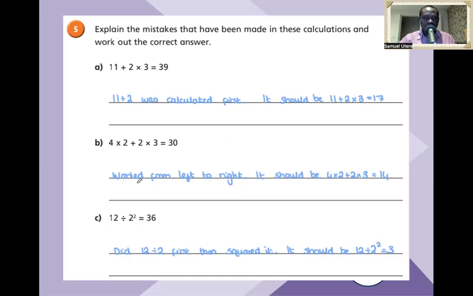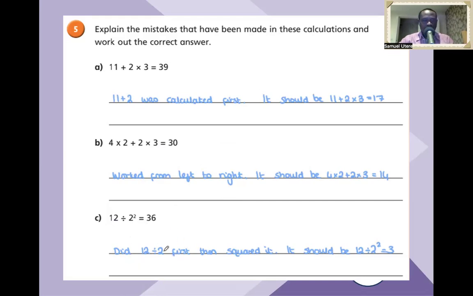Here, so the calculation was done from left to right. It should be done using the BIDMAS approach. So you do that multiplication first, do that one next before you add them.